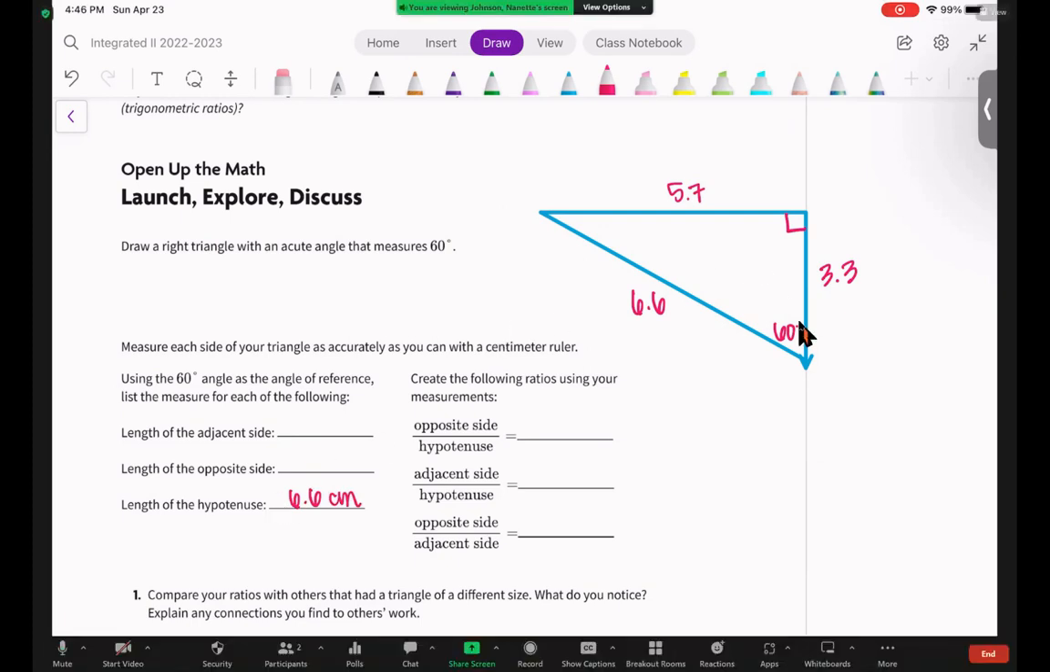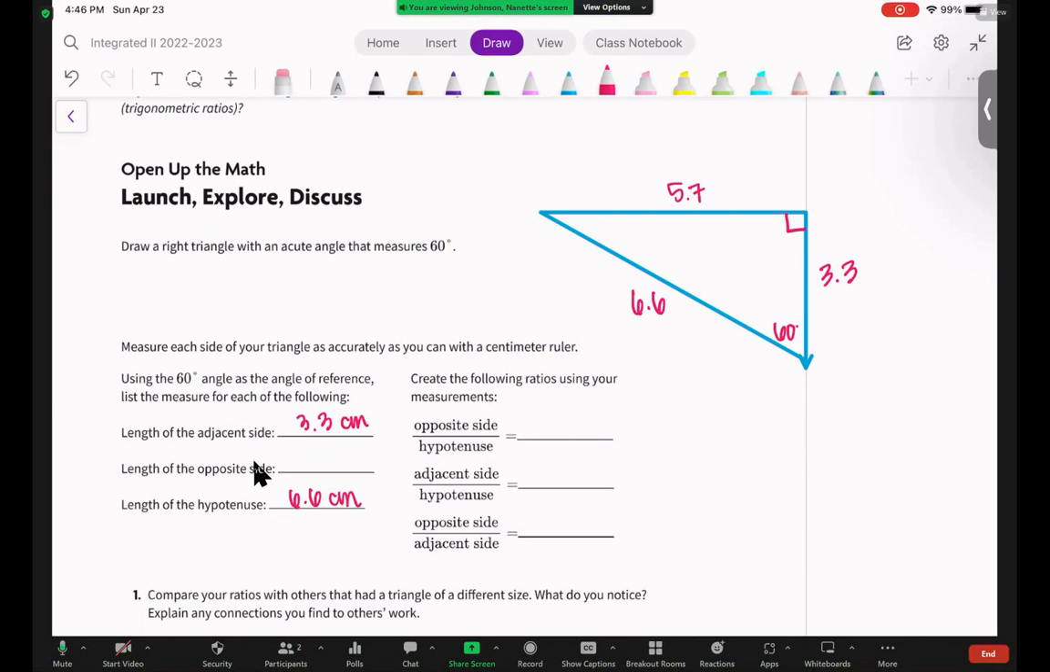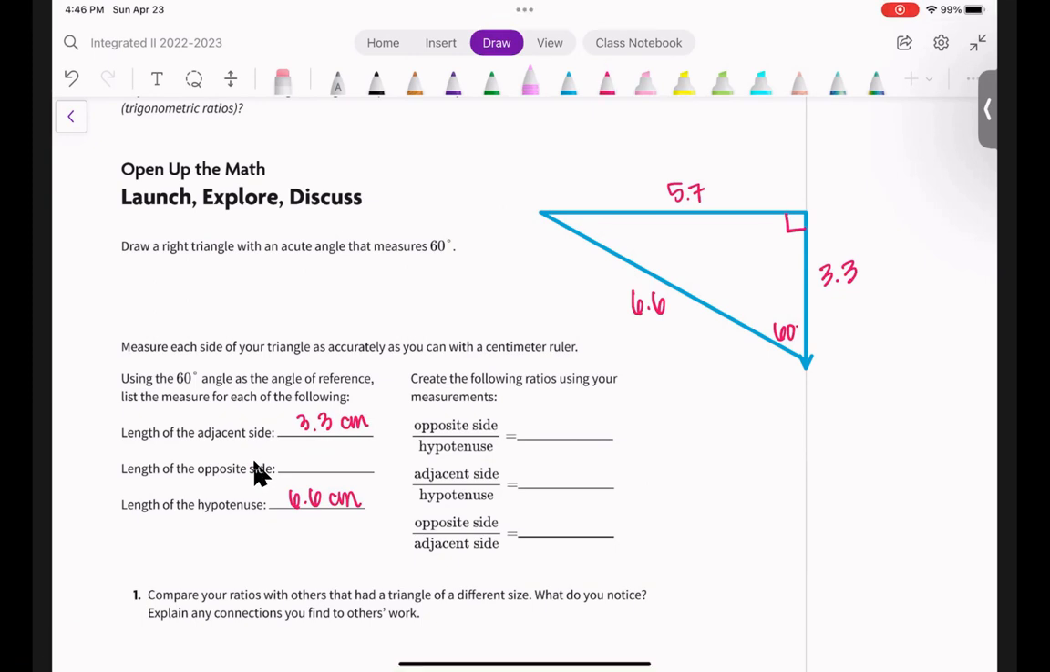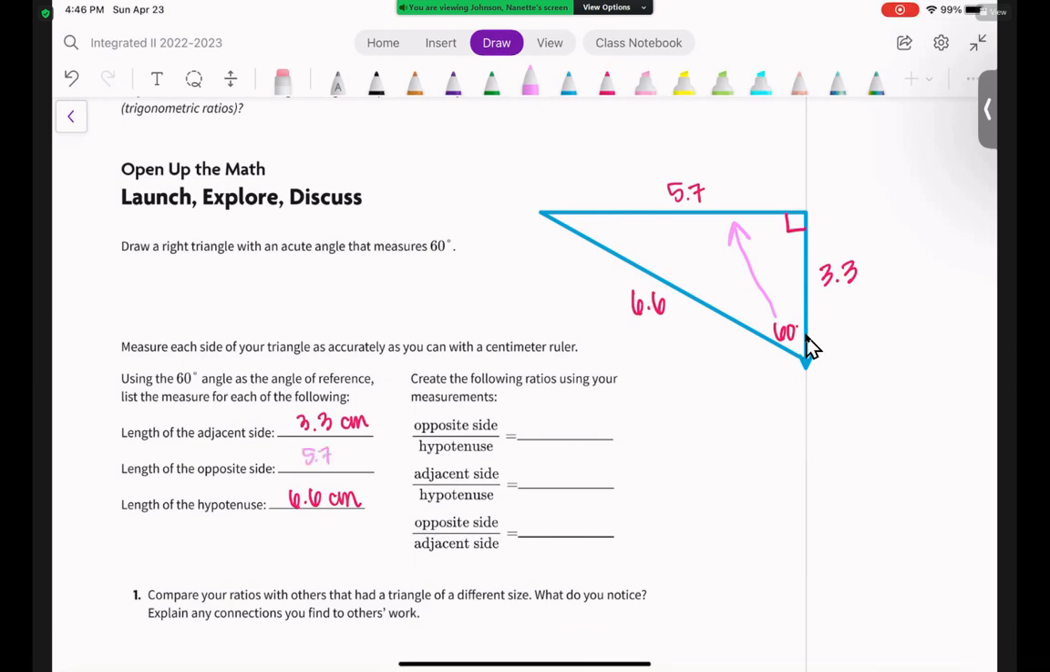And so if this is the angle we're referencing, adjacent is one of the sides of the angle. So in this case, it's going to be 3.3 centimeters. Okay. And then the opposite side, now whenever I draw opposite, I always go from the angle, and it's like I'm facing that angle. Does that make sense? So this is the opposite angle. This angle is opposite this side, and this side is opposite this angle. So this is 5.7 centimeters.